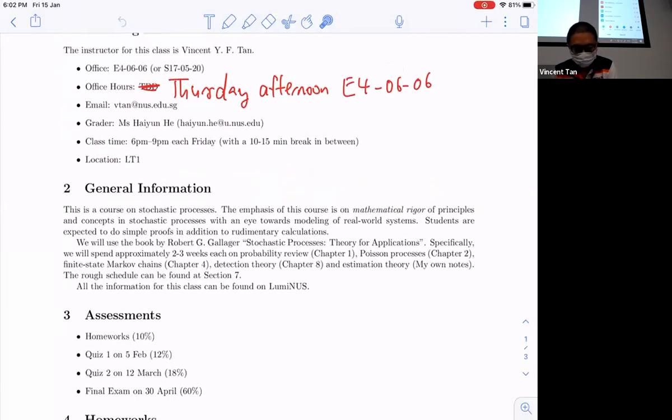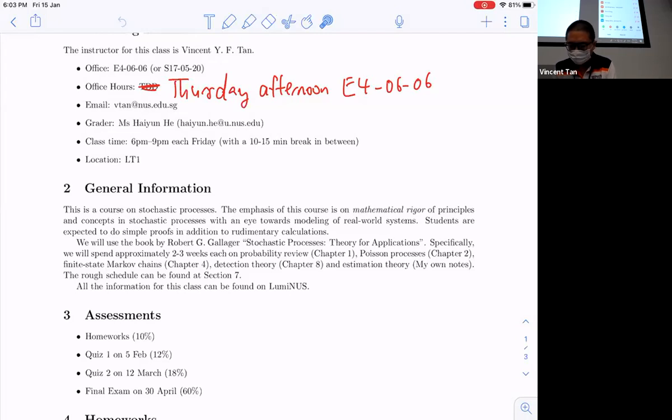So this is a course on stochastic processes. The emphasis of this course is on mathematical rigor of principles and concepts in stochastic processes with an eye towards modeling real-world systems. Students are expected to do simple proofs in addition to rudimentary calculations, which means that this is not a calculation class per se, all right? 50% of the questions will be asking you to prove something.